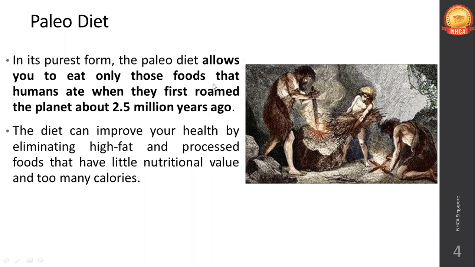So when the cavemen first roamed the planet around 2.5 million years ago, what kind of foods were accessible to them? Always remember this: the fruits and vegetables which you see nowadays in the market, do you think they were in the same form millions of years ago, or did they evolve? Is there an evolution factor in the fruits and vegetables which we have right now?